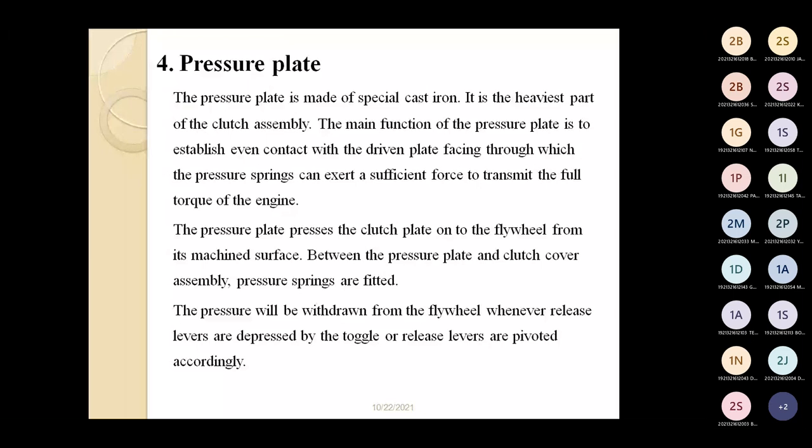Then the pressure plate. It is made of special cast iron. It is the heaviest part of the clutch assembly. The main function of the pressure plate is to form even contact with the driven plate facing, through which the springs can exert the required amount of force to transmit the full torque of the engine. The pressure plate presses the clutch plate onto the flywheel. And between the pressure plate and the clutch cover assembly, springs are fitted.